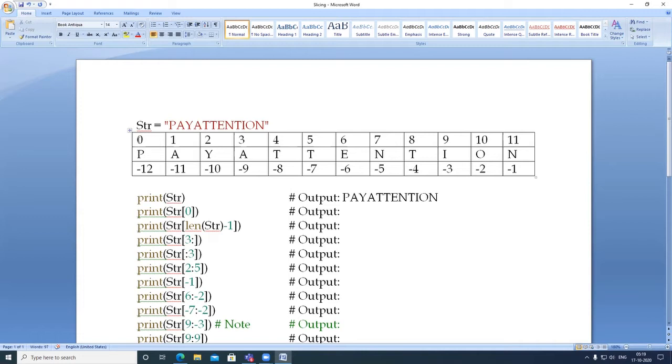Here I have given the positive index, that is, I have moved from 0 to length minus 1. My length is 12. I have moved from 0 to length minus 1. This is the forward direction. I am showing it in yellow color. With respect to the backward direction, let me try to change it.